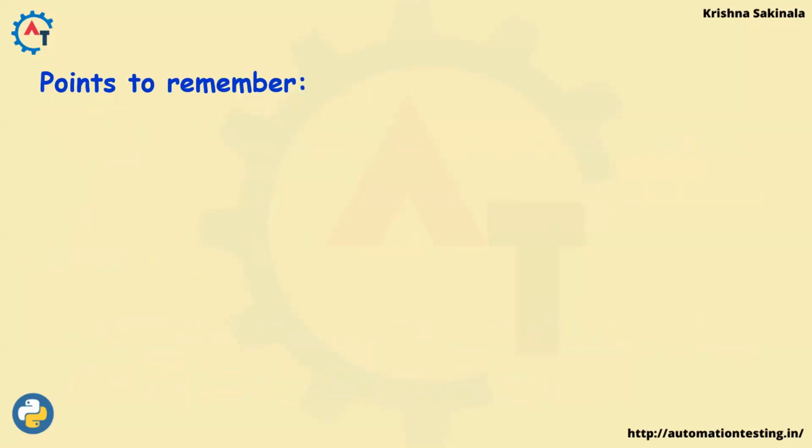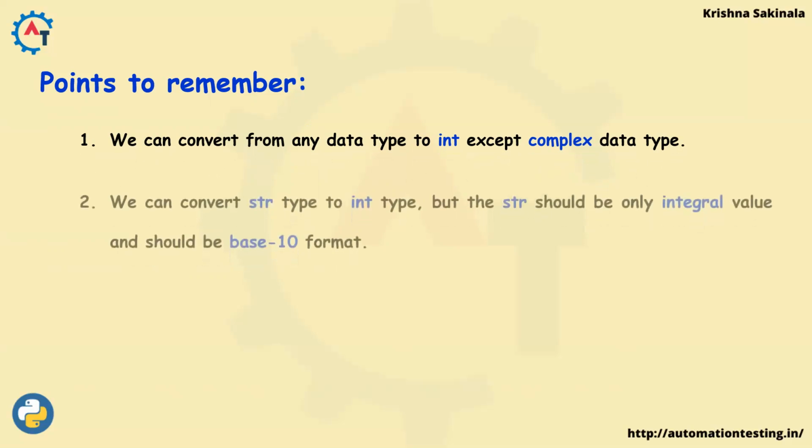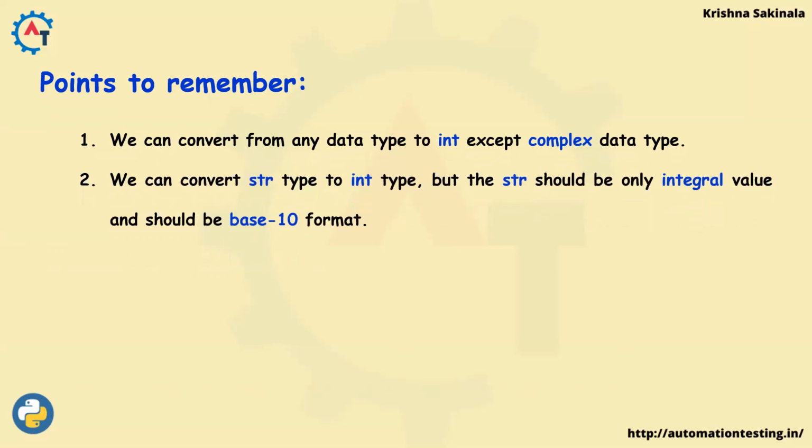We need to remember some points here. There are some exceptions. We can convert from any data type to int except complex data type. So we can convert other data types to integer, but complex we cannot convert to integer. We can convert str type to int type, meaning string to integer, but the str should be only an integral value and should be in base 10 format. What do you mean by that? We'll see by taking some examples, but just remember this point: if you are converting string to integer, that string should be an integral value.